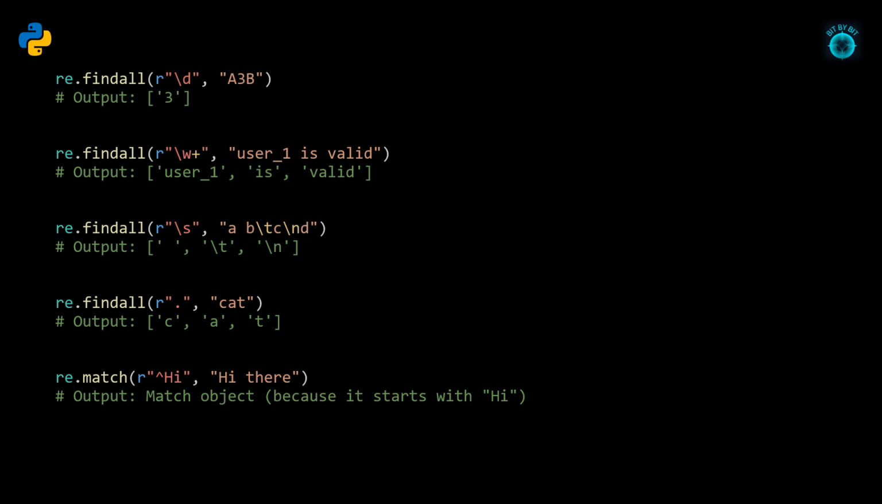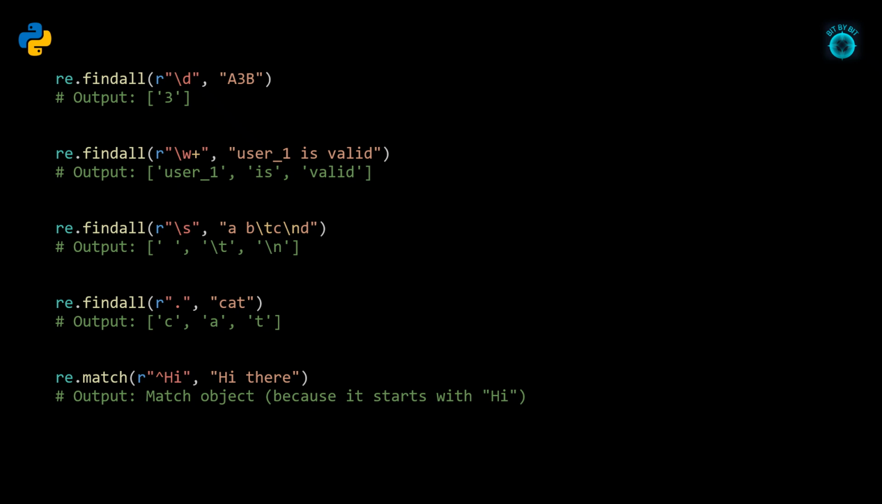The third example looks for whitespace characters in the string A B tab C newline D. \s matches spaces, tabs, and new lines. The result is a list with a space, a tab, and a new line. The next example finds all characters in the word cat. The dot matches any character except a new line. The result is a list with C, A, and T.